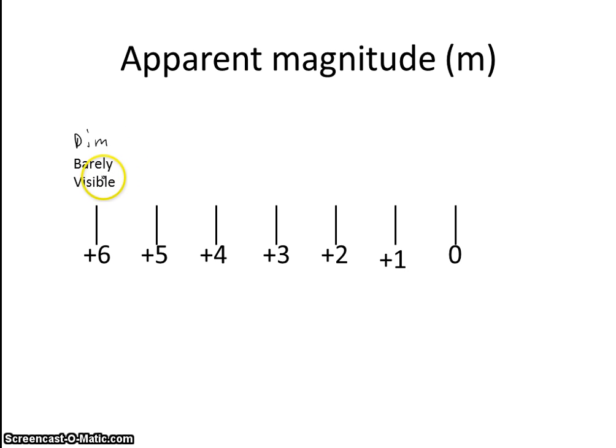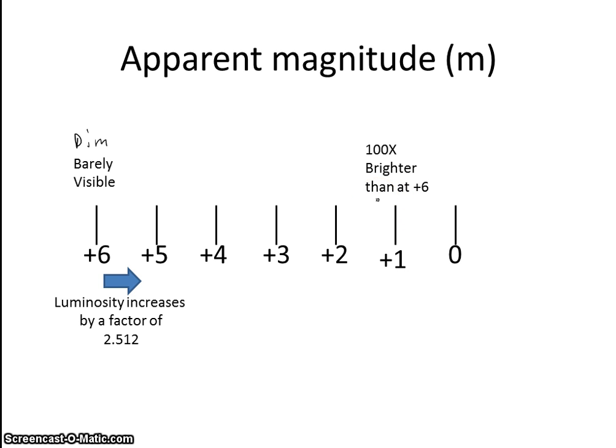You might not be able to see this in a city, but in the countryside or something. So it's the dimmest star you could possibly see. On the other end of the spectrum is a star which would have an apparent magnitude of +1, which would be 100 times brighter than the dimmest star. Okay, so 6 is a dim star, +1 is 100 times brighter than that star. And every time we go up one increment in magnitude, the luminosity of the star increases by 2.512 as a factor.